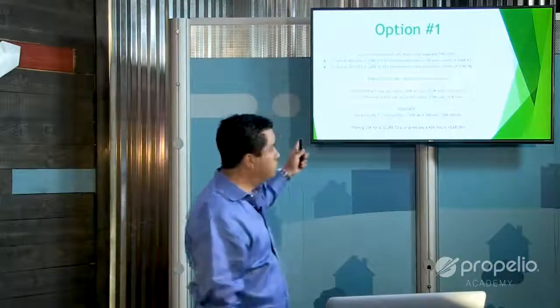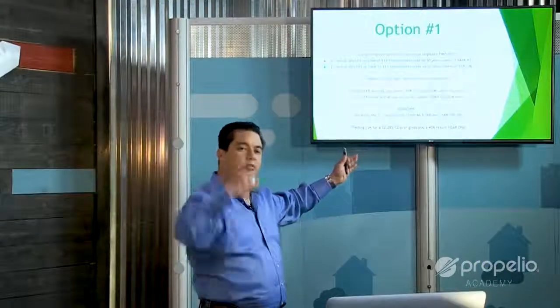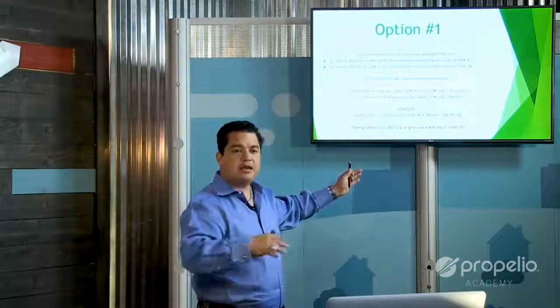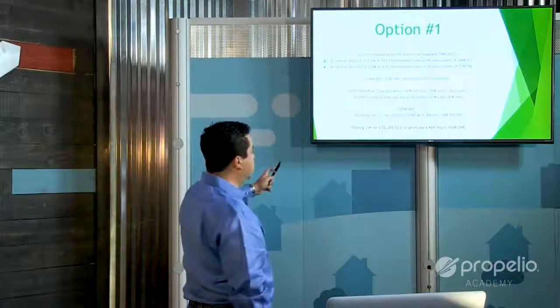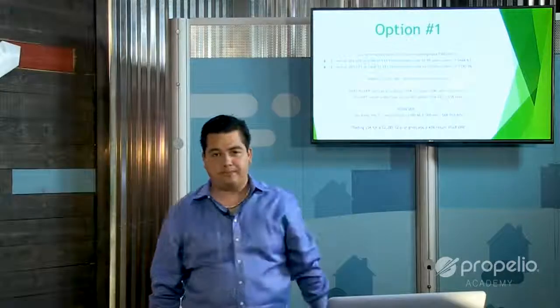But if you break it up into two notes, especially if you follow the 70-20-10 structure, you're going to be able to keep the second lien position for cash flow. So you get your capital back, most of your capital back, and then you keep the second lien position. So the question becomes, is trading $5,000 that you're going to be quote unquote making less for a $2,285 per year gain, giving you a 45% return on year one, worth it to you?